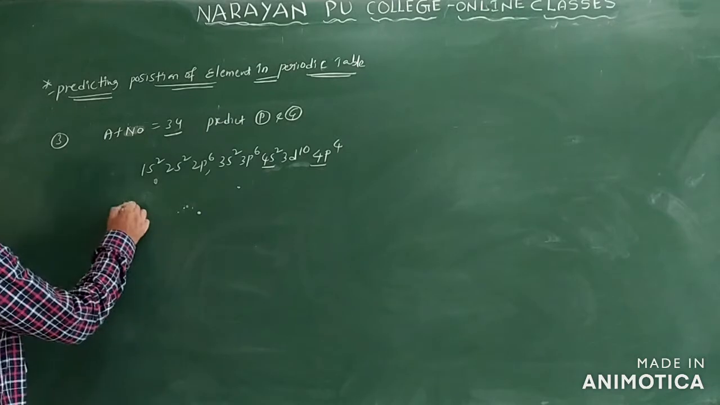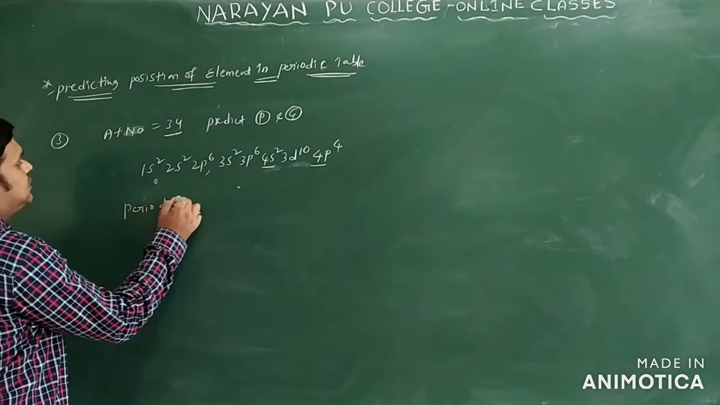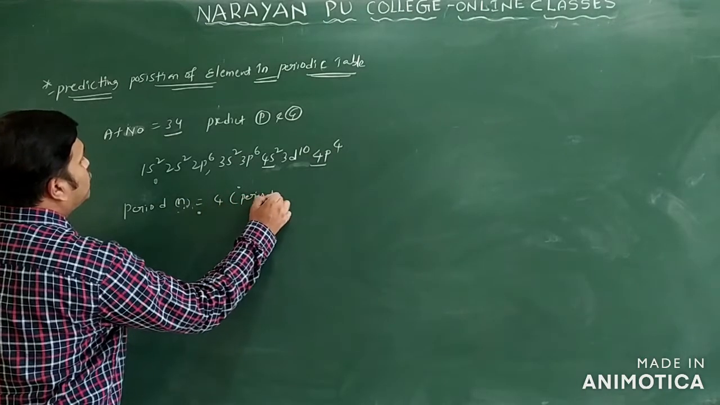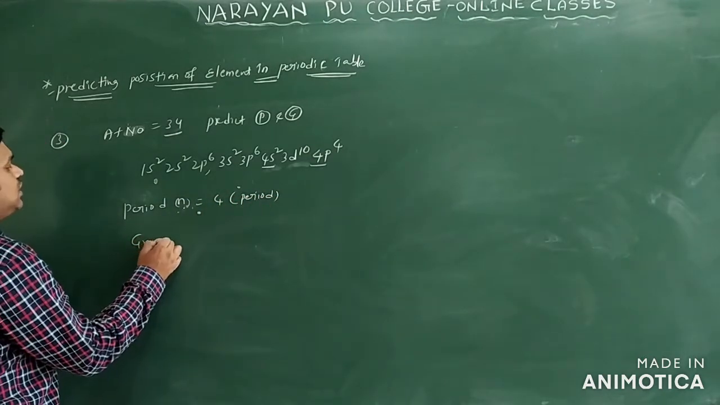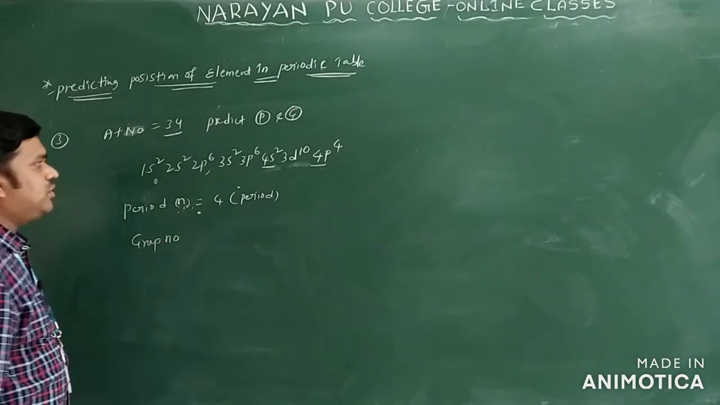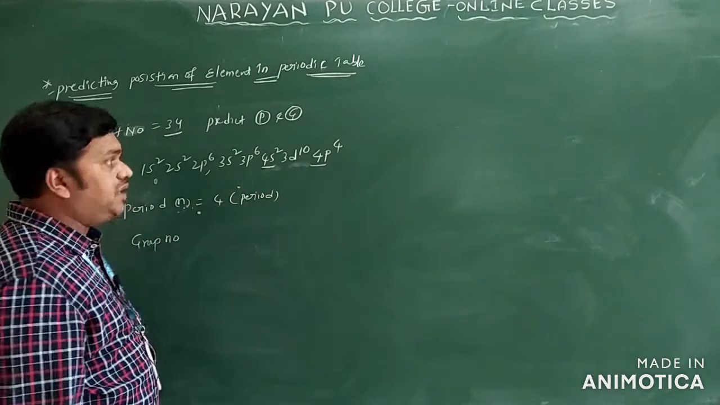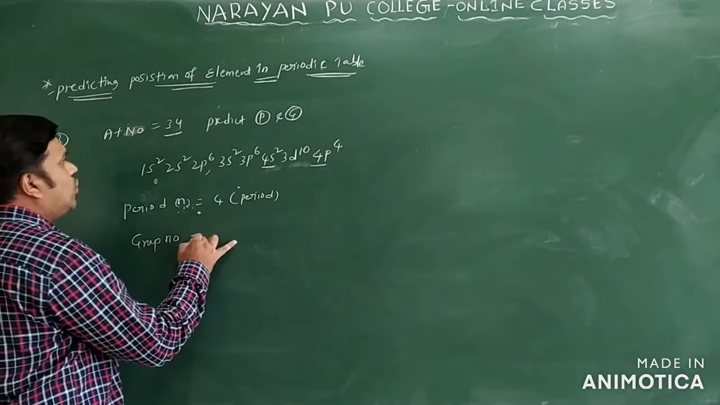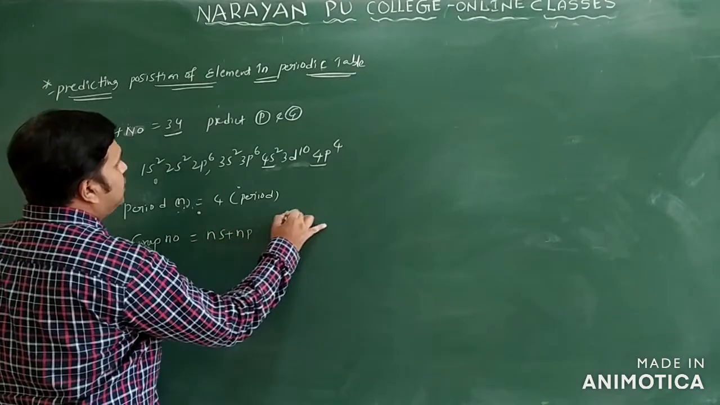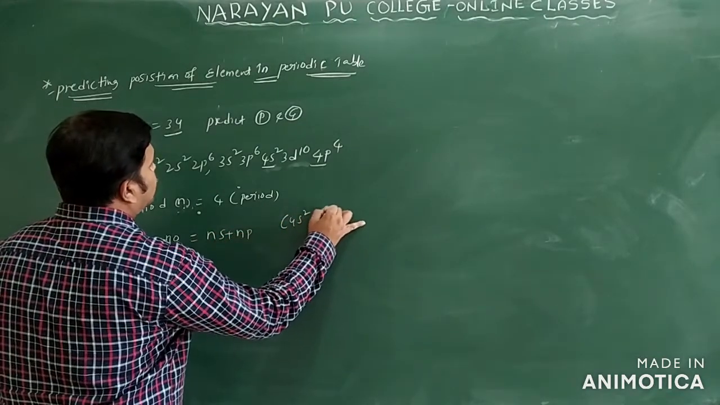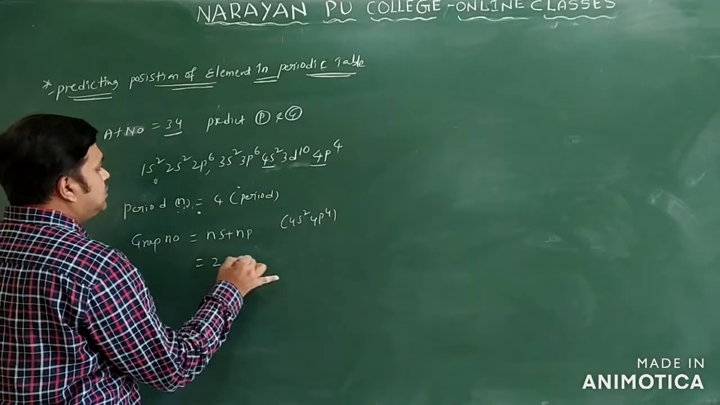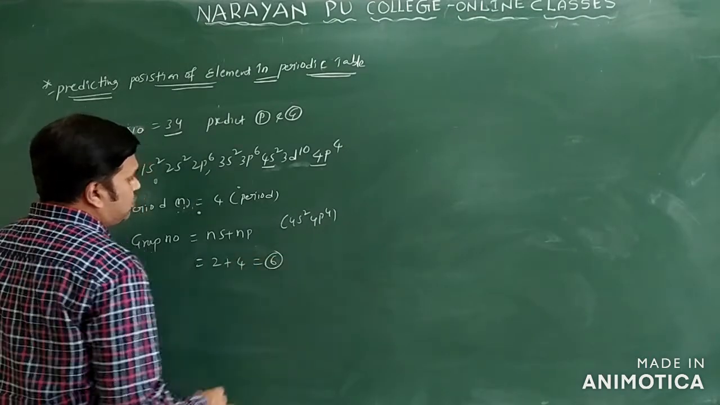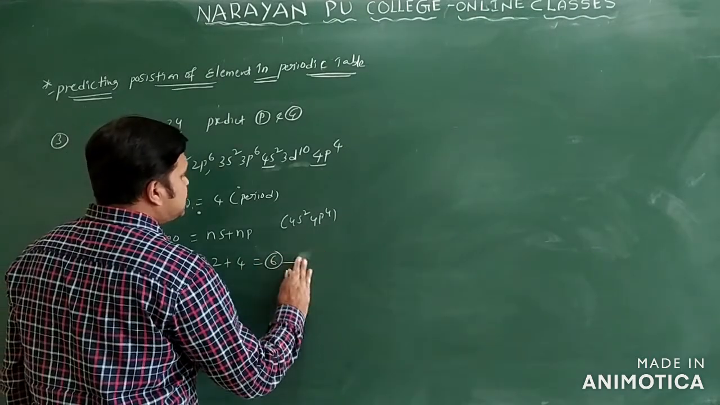So here you can see the configuration has 4s2 and 4p. For the period number, the n value is 4, so it belongs to the 4th period. What about the group number? You can see ns electrons and np electrons are there. We have 4s2 and 4p4. ns has 2 electrons, np has 4 electrons. Total is 6. So it belongs to the 6th A group.